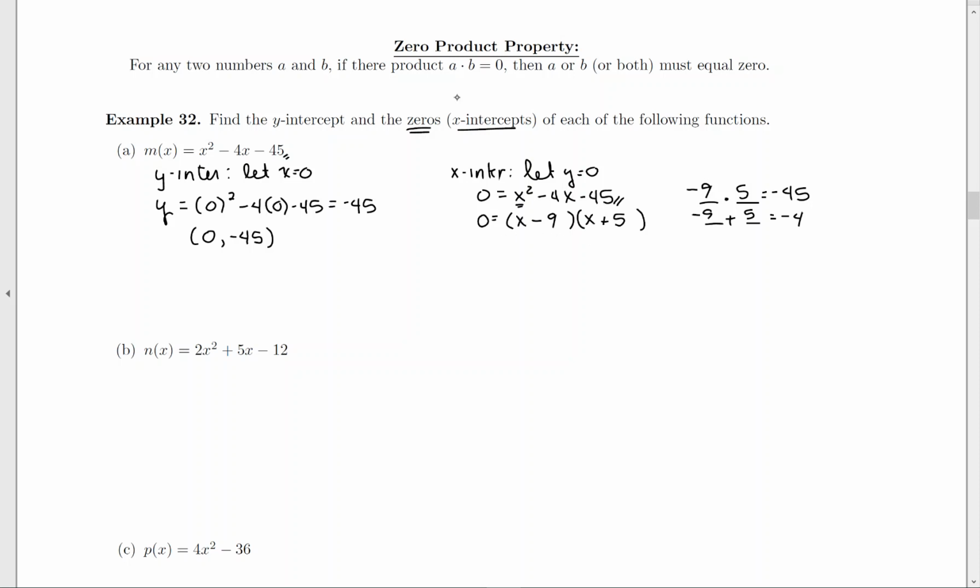In this next step, we're going to use the zero product property that says if I'm multiplying two terms together, at least one of those terms has to equal 0. So I'm going to set each factor equal to 0 and then solve for x. So x equals 9, or x could be the number negative 5. So I have two x-intercepts, one at when x is 9, y is 0, because we let y equal 0 here at the beginning. The other one is when x is negative 5, y is 0.